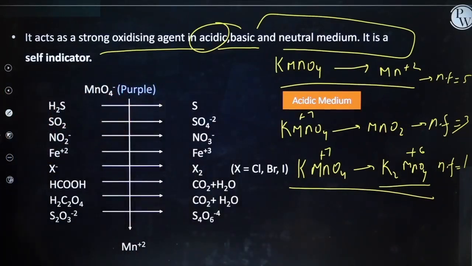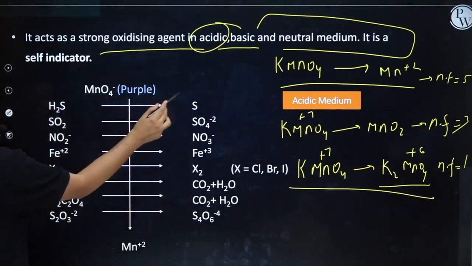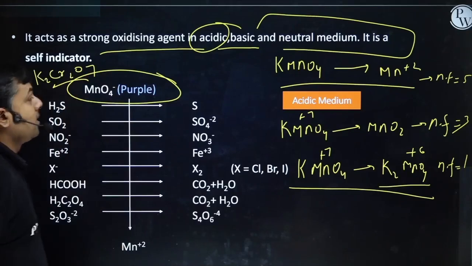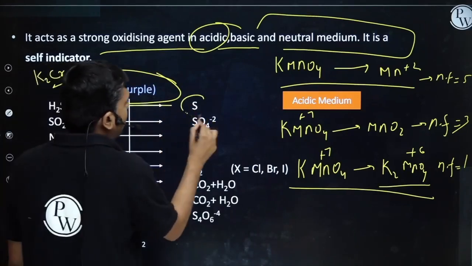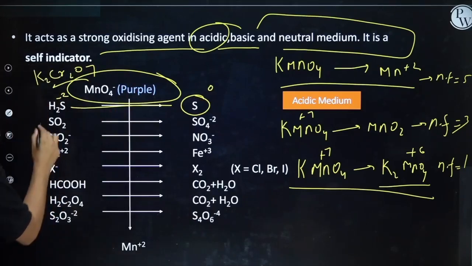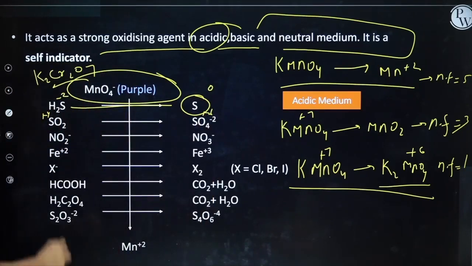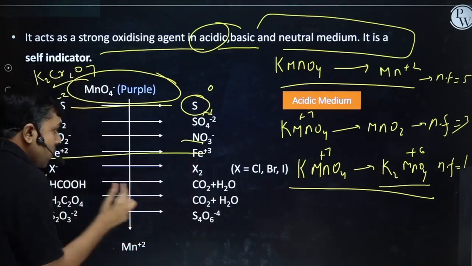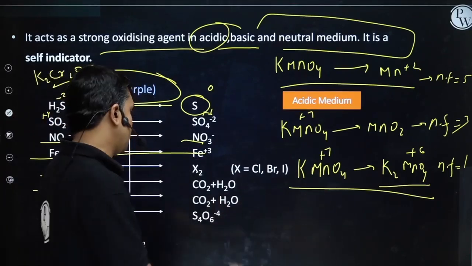Now let's discuss the oxidizing behavior of this KMnO4 in acidic medium. Once again, just like K2Cr2O7, this KMnO4 will also oxidize H2S to sulfur. Sulfur here is in minus 2 oxidation state, and it goes to 0, so it's getting oxidized. Sulfur dioxide is oxidized to sulfate, where sulfur goes from plus 4 to plus 6. Nitrite is oxidized to nitrate, Fe2+ to Fe3+, halide ion to halogen. Formic acid will get oxidized to H2O and CO2.